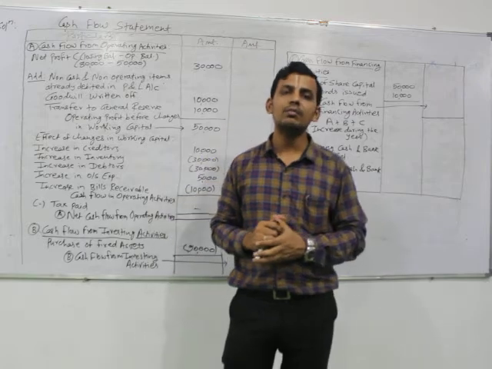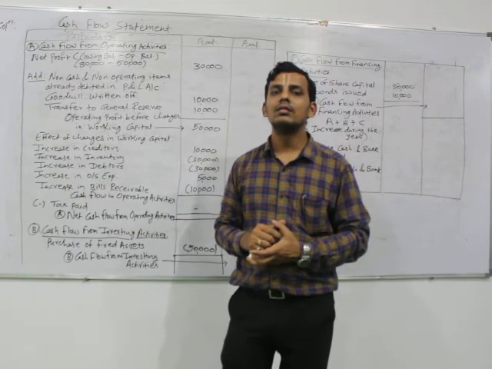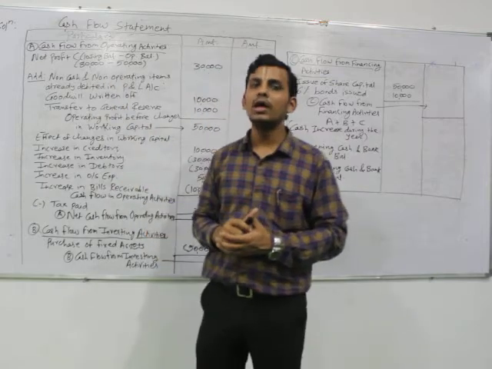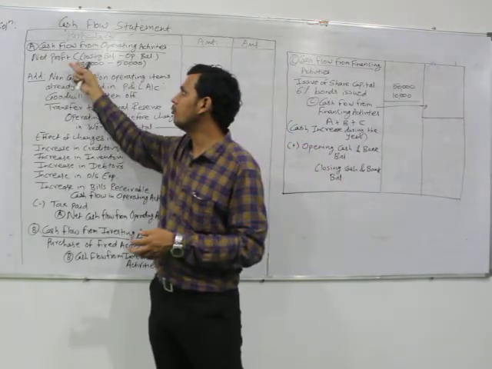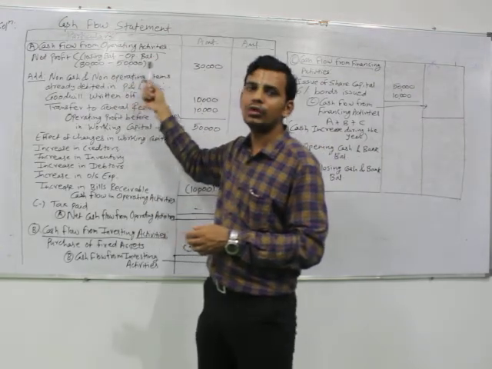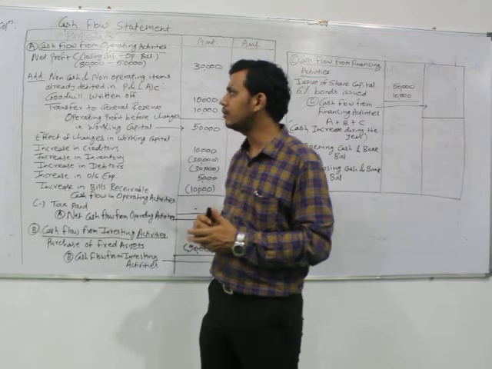In the second item, we are provided with the P&L account balance. That is, for the previous year it is 50,000, and for the current year it is 80,000. Hence, how can we calculate net profit? Closing balance minus opening balance. That is 80,000 minus 50,000, that is 30,000. This is our net profit for the current year.